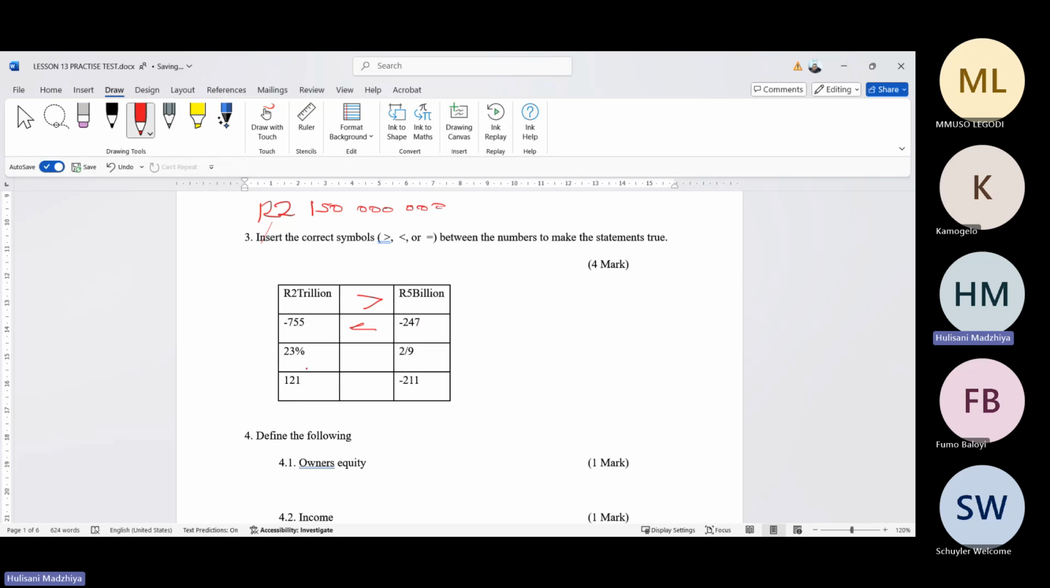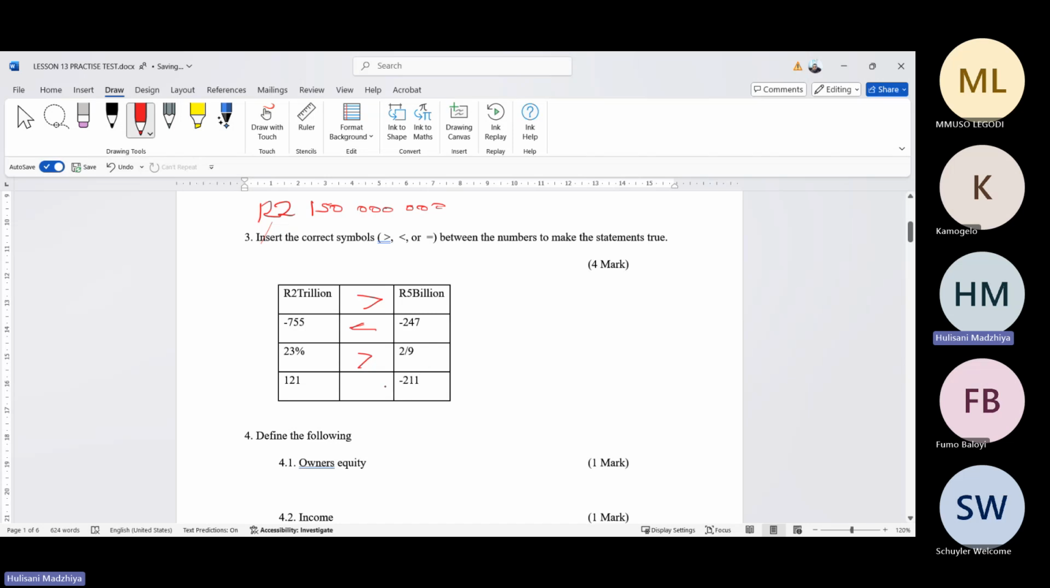Whereas on this one, it says 23% compared to 2 over 9. Here you'll have to use your calculator to identify how much is 23%. 23% will normally be 0.23. However, 2 out of 9, when you use your calculator, you say 2 divided by 9, which gives you 0.22. So this means that 23% is greater than 2 over 9.